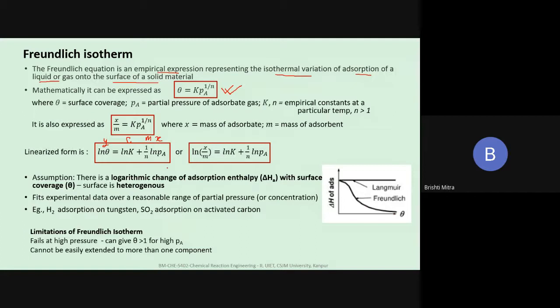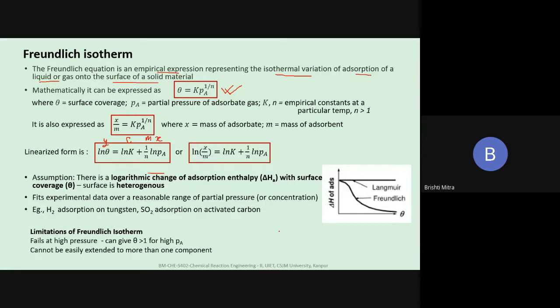And what kind of a change is it? This is a logarithmic change. In terms of logarithmic values, there's a drop in the heat of adsorption with increase in surface coverage. That means we are here assuming that my surface is not homogeneous, it is heterogeneous. Some sites on the surface might have a different energy from the other sites.